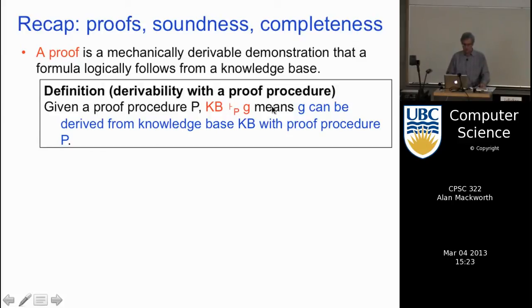Definition: derivability with a proof procedure. Given a proof procedure P, KB single turnstile subscripted by the proof procedure P, G, means that G can be derived from the knowledge base KB with proof procedure P. So this is just a shorthand. That symbol is a way of writing down this sentence. And we would usually say that G is derived using P from KB. That's how you'd read that sentence there.